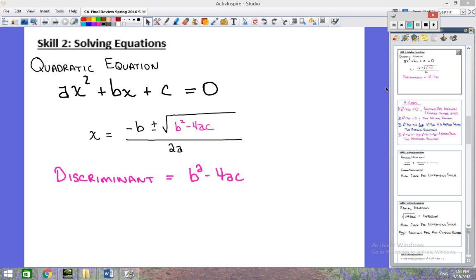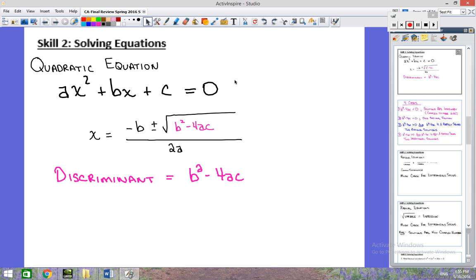All right, so on this skill 2, it was solving equations. Now we had, let's look at some preliminary stuff because we had several different types of equations that we looked at. The one that you may be most familiar with is a quadratic equation because you studied it quite a bit in Algebra 1 and Algebra 2. And we continued studying it in college algebra.